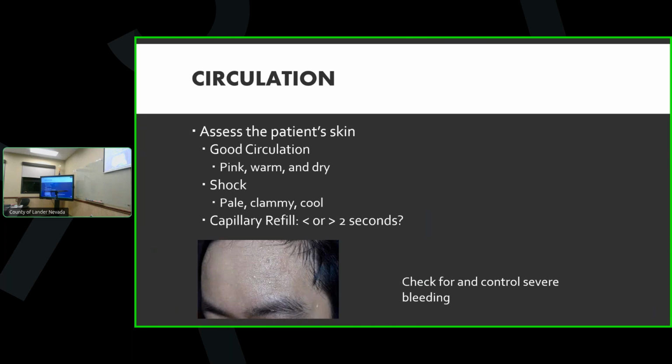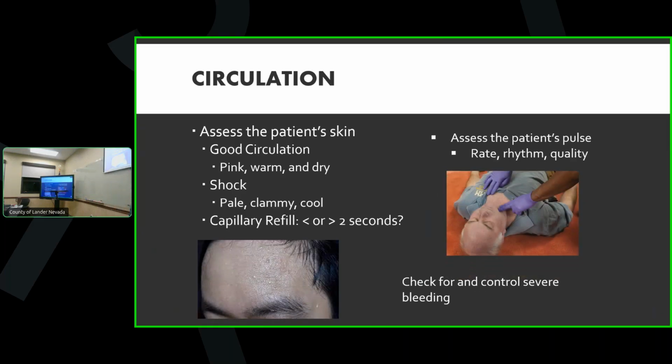Oh, this is every day. Oh, yeah. They're cuddling. So is it less or more than 2 seconds? So we want it to be less than 2 seconds, right? For a kiddo. So pulse, rate, rhythm, and quality. All of this goes under your circulation.